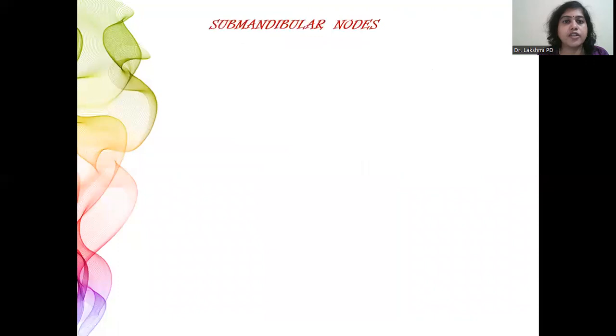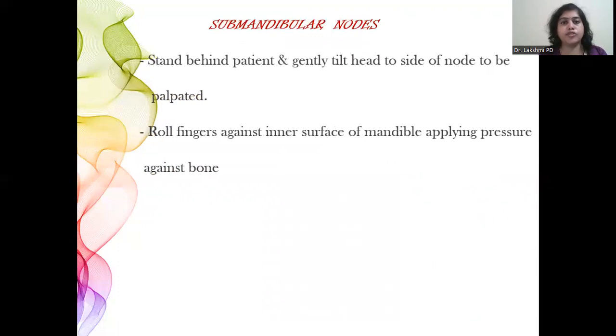So next is your submandibular lymph nodes. So submandibular lymph nodes are present as right and left side. Okay. And the examiner, while examining the submandibular lymph nodes, is supposed to be standing behind the patient, and you should gently tilt the head to the side of the node to be palpated. Always keep in mind there are a few nodes that you have to palpate in such a way that if you're examining the right side, the patient's head should be tilted to the opposite side.